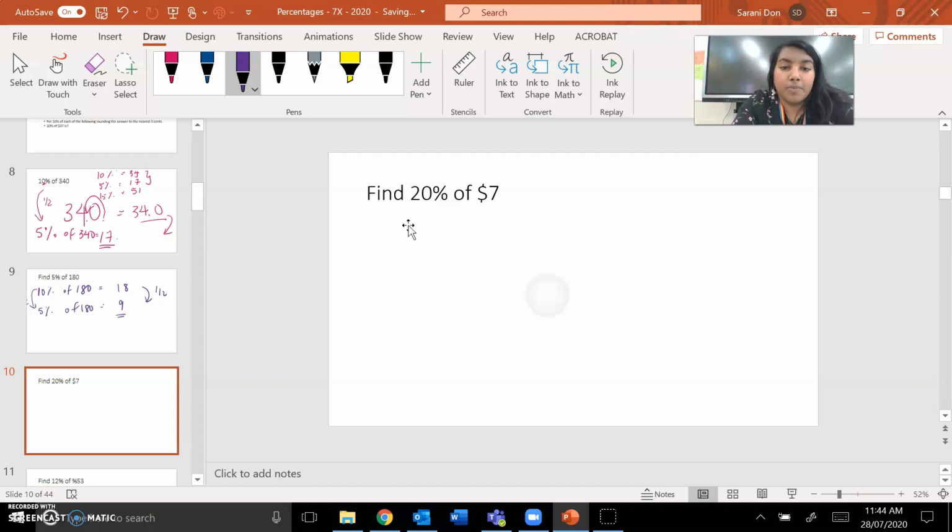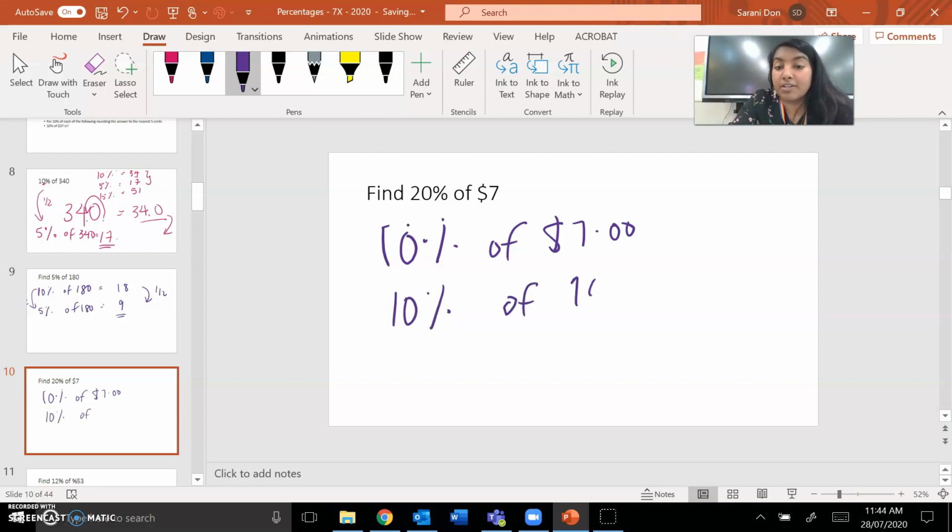Okay, so again, I'm just going to stick to 10% because that's the easiest one to do. 10% of $7 is... we're going to move the decimal place. Again, if it's easier, put it into cents. So we can change this to 700 cents, which will equal 70 cents or 0.70. So if you want to find 20%, we have doubled it, right?